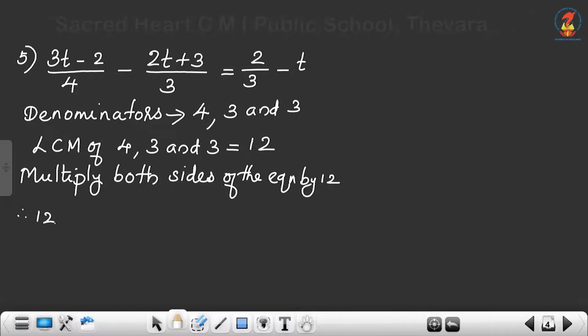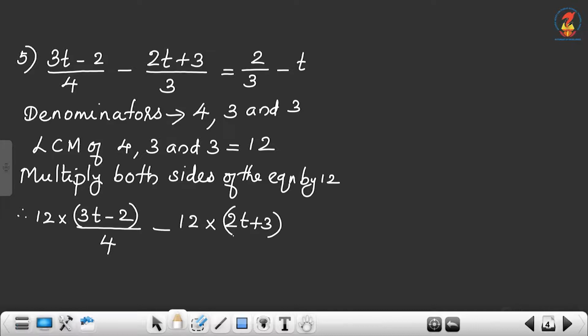Therefore, 12 into 3t minus 2 divided by 4. Now look at that, here we have two terms. So put a bracket there. Then minus here 12 into 2 into t plus 3. Here also we can put a bracket divided by 3. Then equal to 12 into 2 by 3 minus 12 into t. Multiply each term by the LCM.